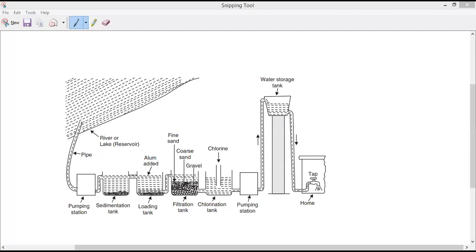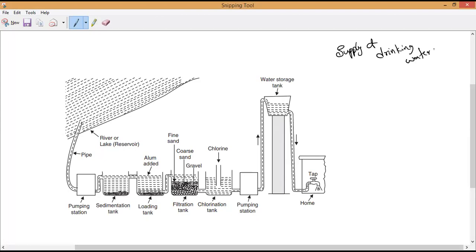What is this called? Supply of drinking water in a city. So how is this done? Mitakshari, tell me. Water is coming from the reservoir. You can take even Chennai city or Pudukkottai, whatever it is. Surrounding Pudukkottai there will be water bodies. Yes or no?